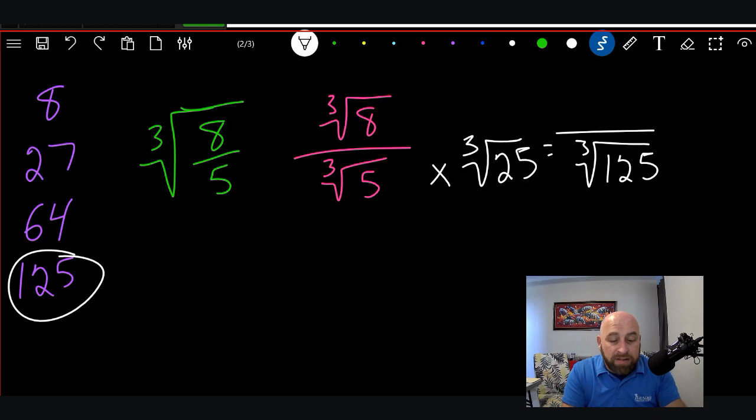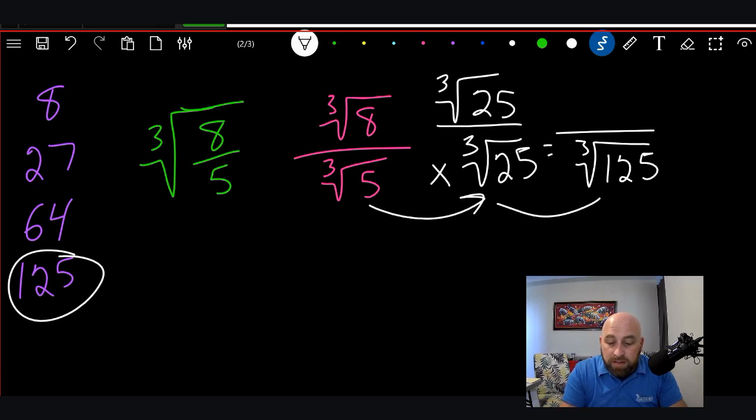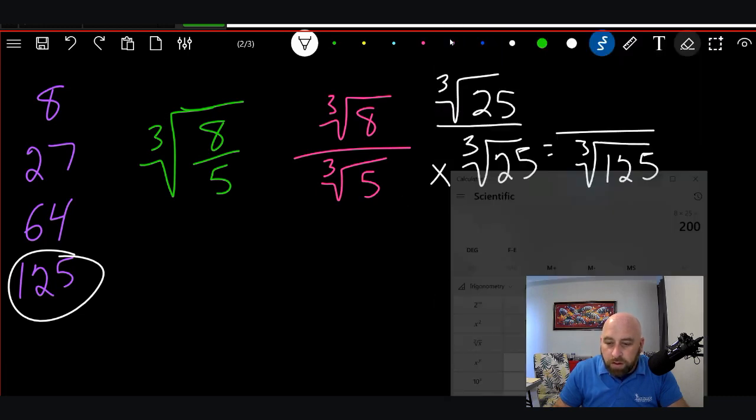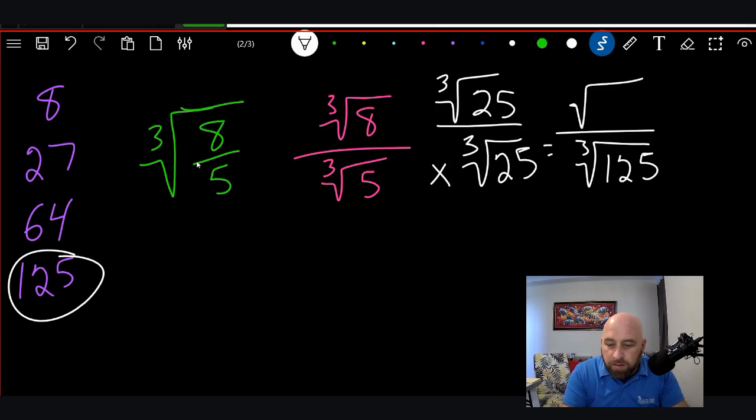Notice if I multiply the denominator by the cube root of 25, I must also multiply the numerator by the cube root of 25. So this times this, 5 times 25, gives me the cube root of 125. 8 times 25, I don't know what 8 times 25 is, but that's why we have a calculator. So we come over here. 8 times 25 equals 200. So this is going to be the cube root of 200 up here.